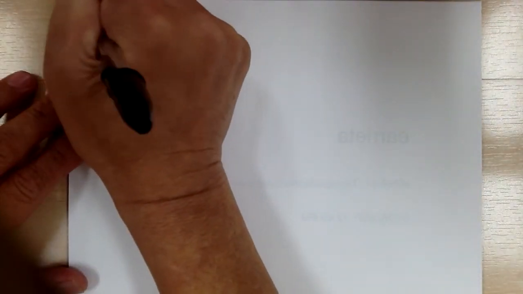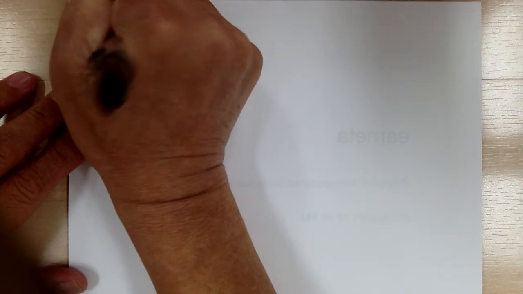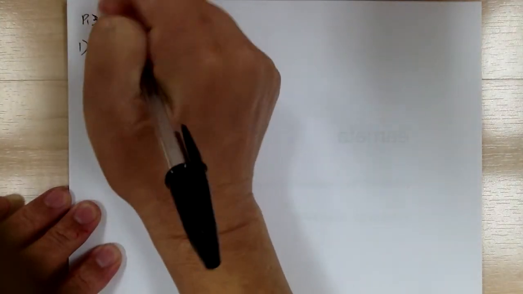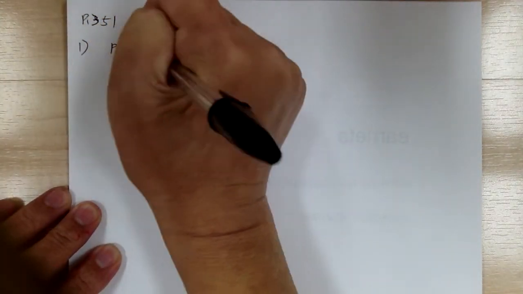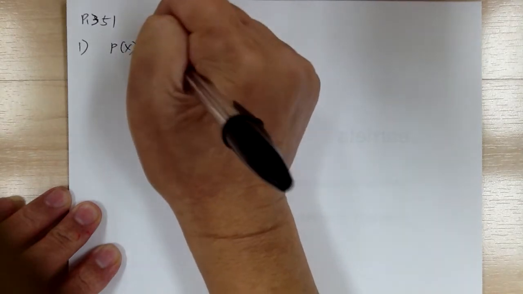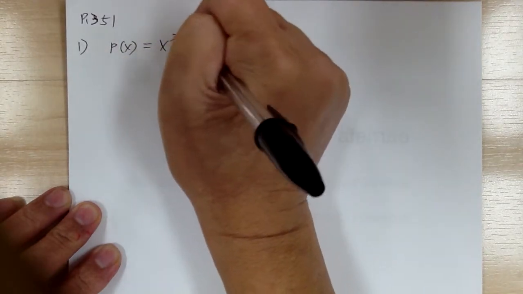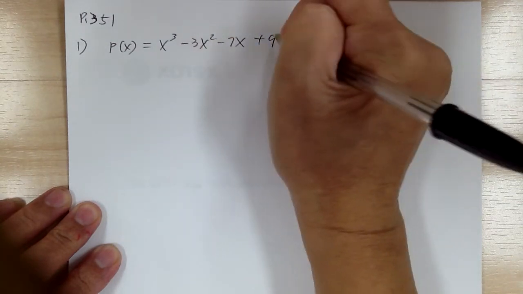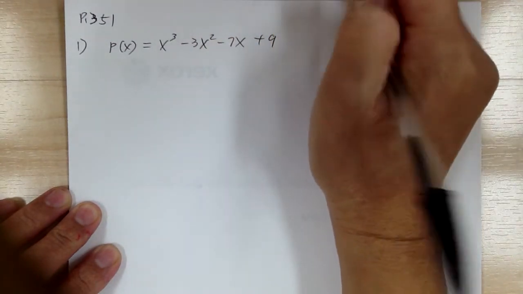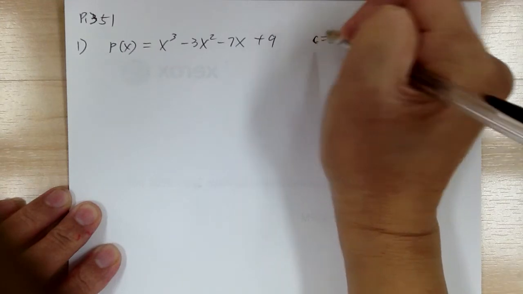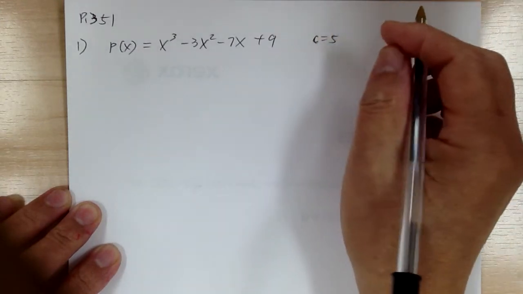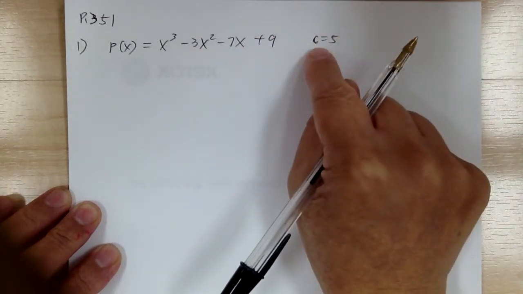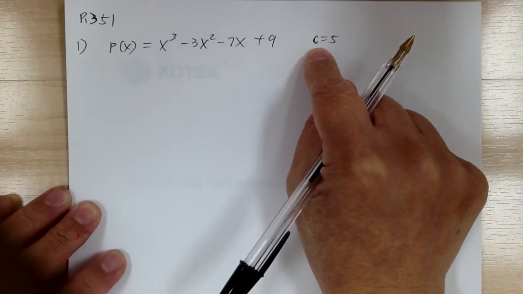Let's go to page 351 and start with number 1. You have p of x, a function of x, equal to x cubed minus 3x squared minus 7x plus 9, and you want to find p of c such that c equals 5. This is a bit confusing. I think it's easier to understand if it says x equals 5. Okay, that's what I mean.